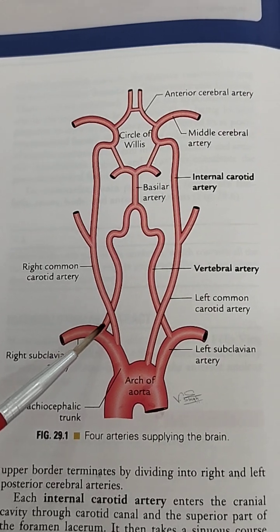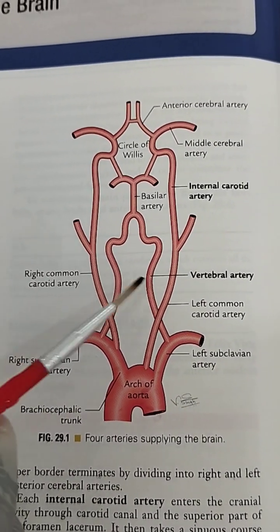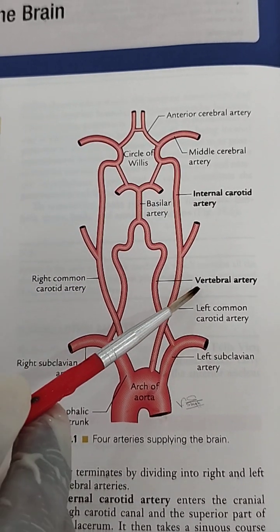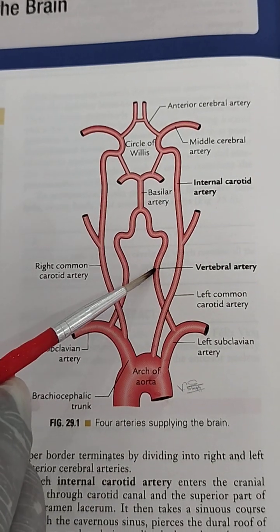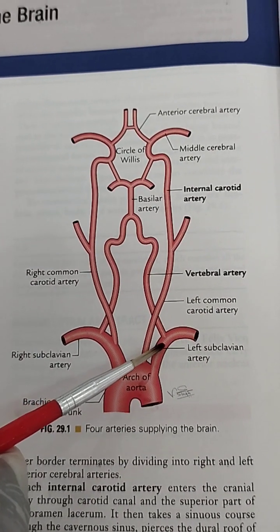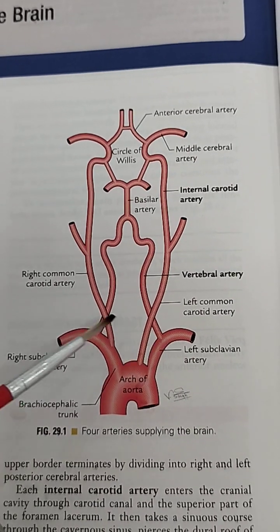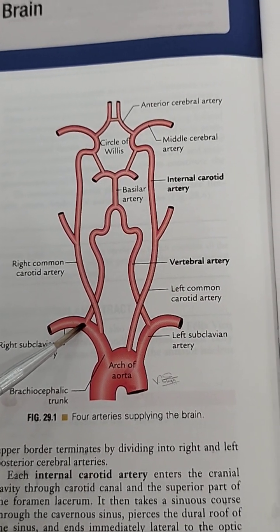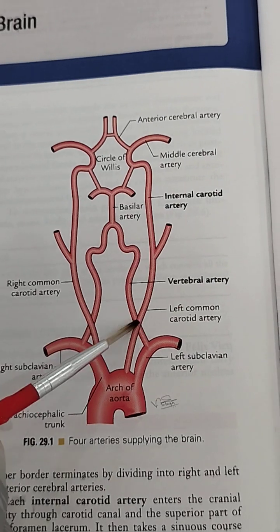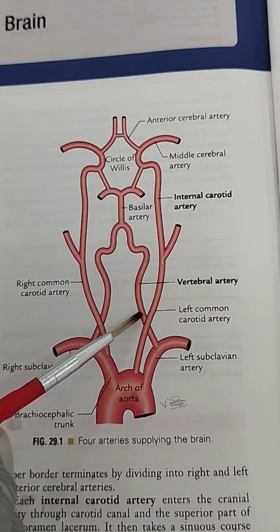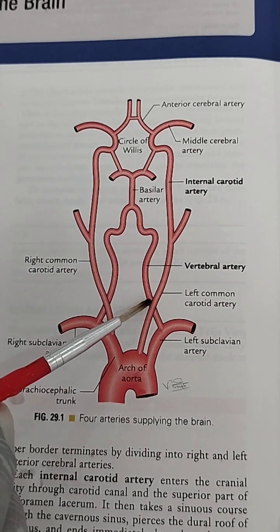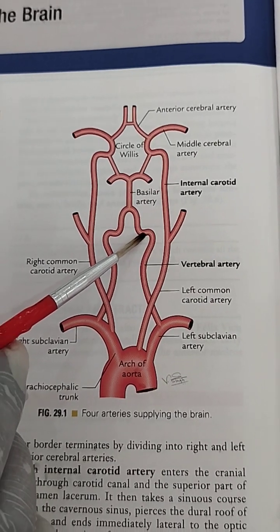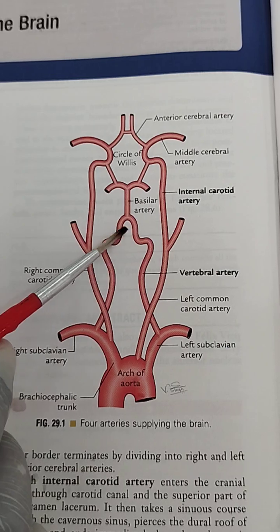So the circle of Willis is mainly formed by the vertebral arteries, two vertebral arteries, and two internal carotid arteries. From where is this vertebral artery coming? See here, the vertebral artery is a branch of the first part of the subclavian artery on the left side. Likewise, the vertebral artery on the right side is a branch from the first part of the subclavian artery. These two pass through the transverse foramina of the cervical vertebrae, up to the atlas, then cross above the superior surface of the atlas, then enter the foramen magnum.